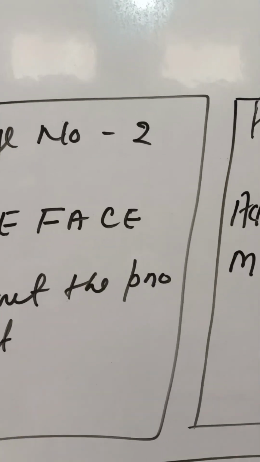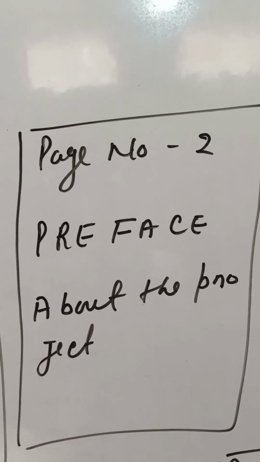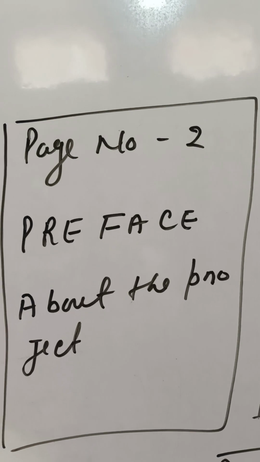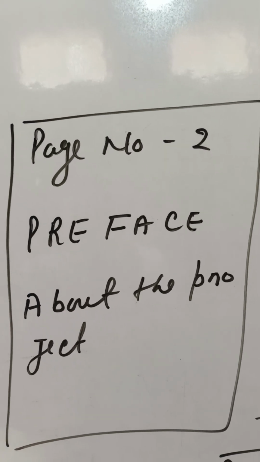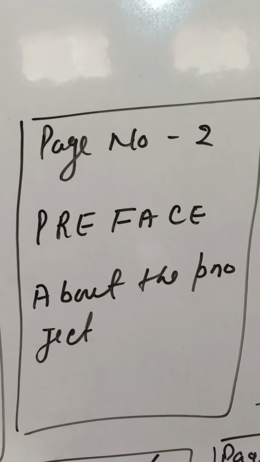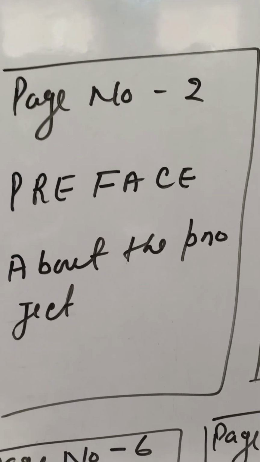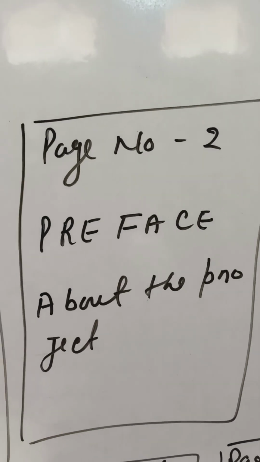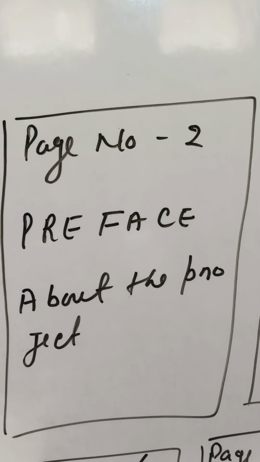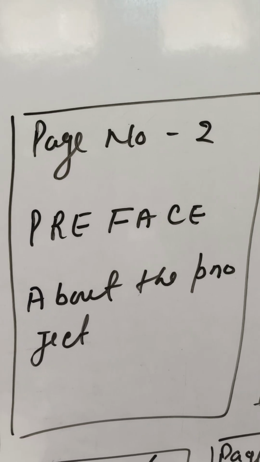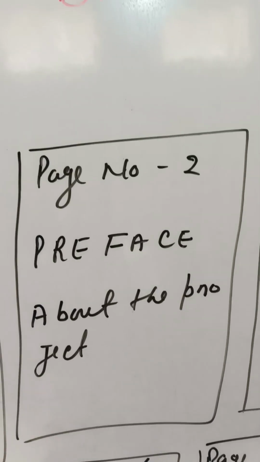After that, the second page. The second page is the preface, and you know what the preface is. In the preface you say about the project and why the project is necessary for CBSE class 12th, what help, what knowledge, and what things are found and increased by making the investigatory project.